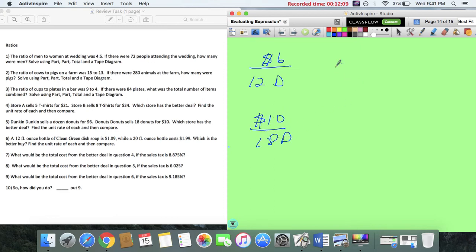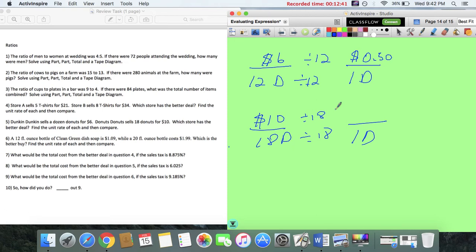Which one is a better deal? Well, again, it's not easy to determine like that, so let's find a unit rate. Let's find out what one donut costs at this shop and at the second shop. How did this 12 become 1? We divide by 12, and I'm going to divide the top by 12. 6 divided by 12 is 50 cents, 0.50. The bottom, 18 donuts, you divide by 18, and you divide 10 by 18.